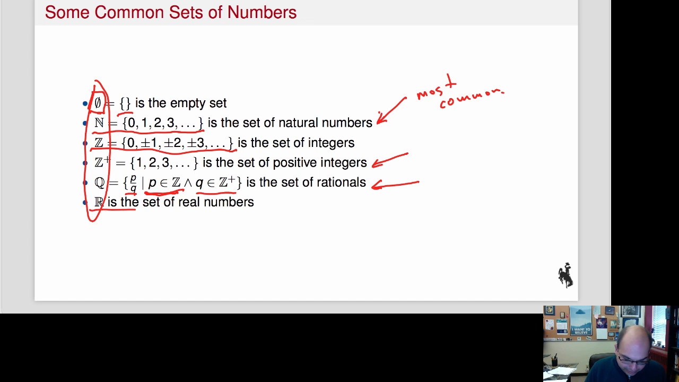Finally, we have the set of real numbers here, the set R. We'll rarely actually use R because we're doing discrete math, and in discrete math things like the rationals and the integers particularly just make a lot more sense.